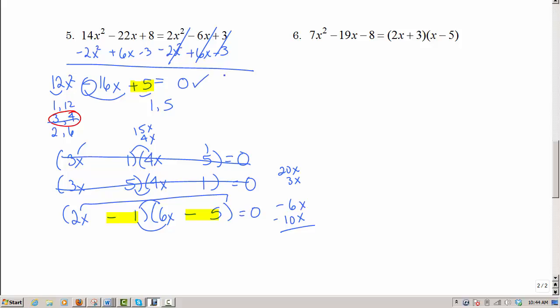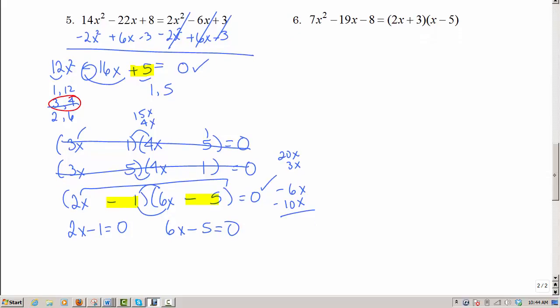I had to set it equal to 0. I finally factored it. Now I set each factor equal to 0 and solve. So I'm going to add 1 and divide by 2. Here I'm going to add 5 and divide by 6. I'm saying what I'm doing, I'm not necessarily writing down everything, and that's okay.